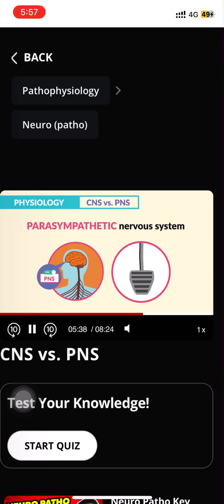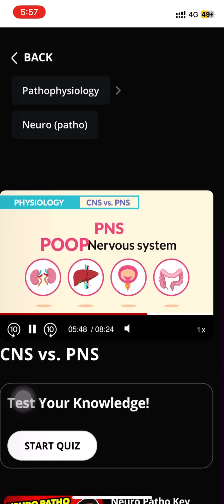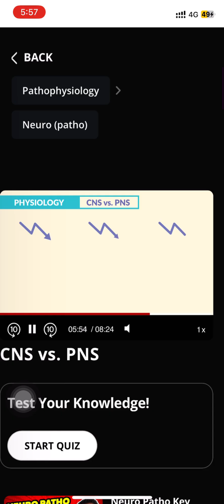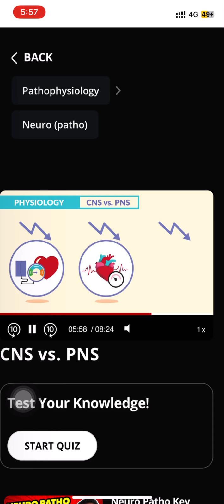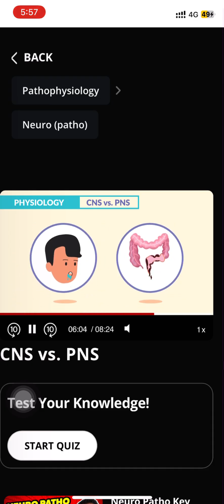Now, on the other side of things, the PNS, the parasympathetic nervous system, is the exact opposite, since the PNS pumps the brakes on the vitals. So think PNS is our poop nervous system, since it controls the rest and digest organs. Now think, it makes everything low and liquidy. Low blood pressure, low heart rate, low respiratory rate, everything is nice and relaxed, with liquidy secretions in the mouth and bowel.